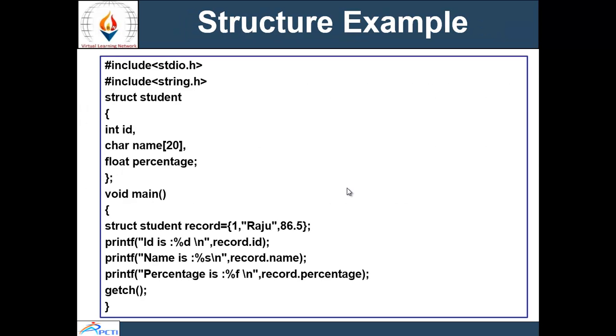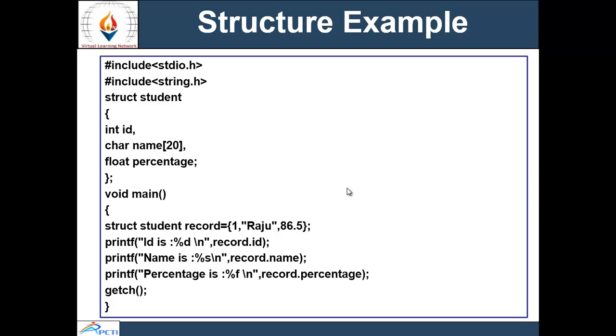Here I'll show you an example of a structure. I have included 2 header files, stdio.h and string.h. Struct is a keyword and student is the name of the structure, and declaring members like int id, char name of 20 size, float percentage, and the semicolon. The structure is defined above the main program.